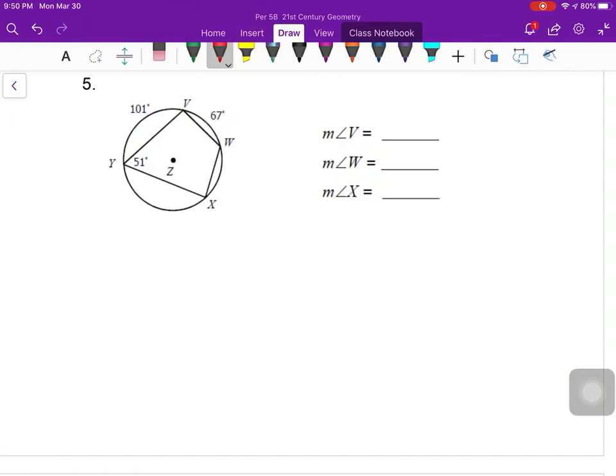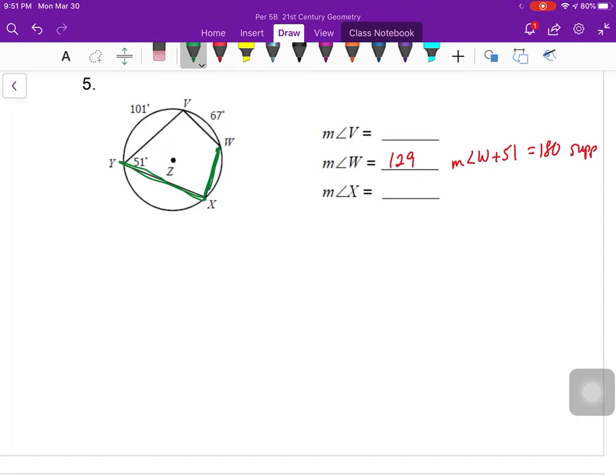Inscribed quadrilateral, opposite angles have to be supplementary. So if I'm looking for angle W, I know that if I add the measure of angle W plus 51, I have to get 180. They have to be supplementary. So 180 minus 51 gives me 129.